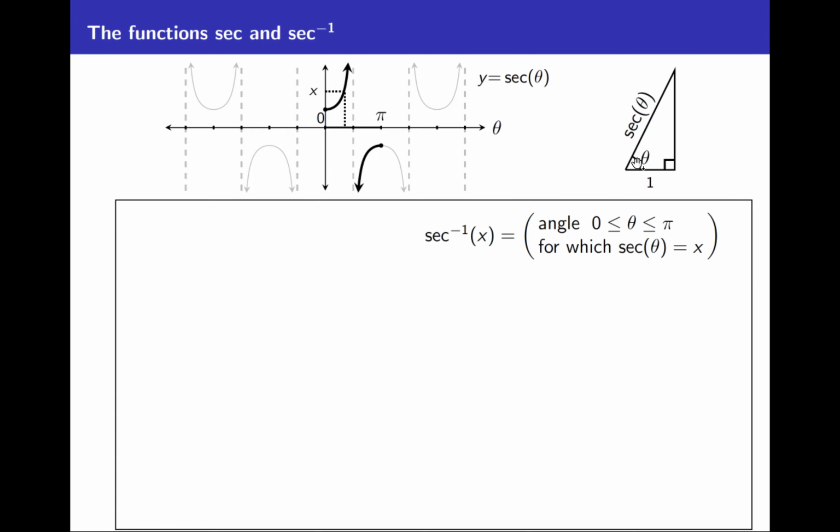Whereas as theta goes to 0, the hypotenuse of this triangle becomes shorter and shorter, but it's always just a little bit bigger than 1. And that's why secant of theta is bigger than 1 unless theta equals 0, in which case this hypotenuse coincides with this side length of 1.